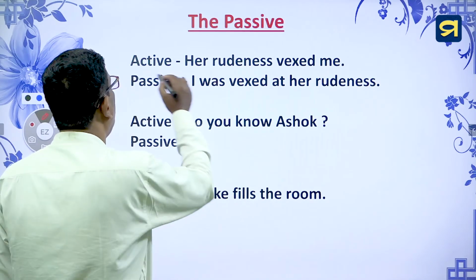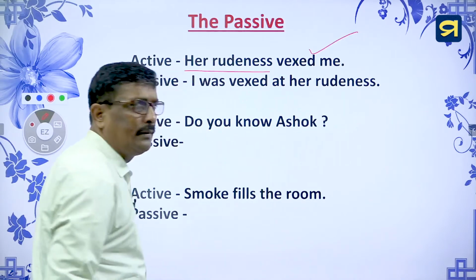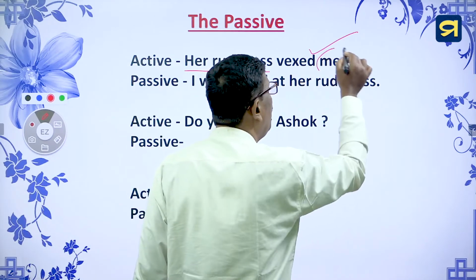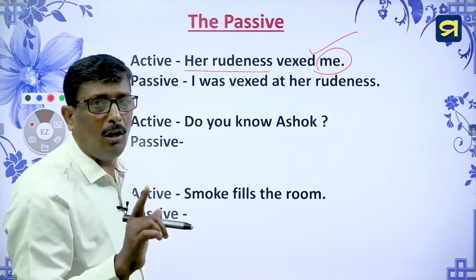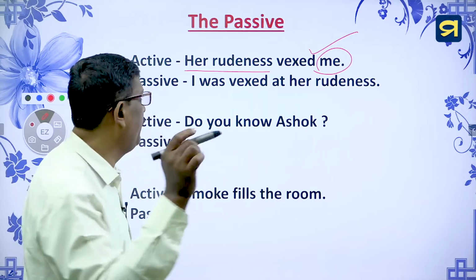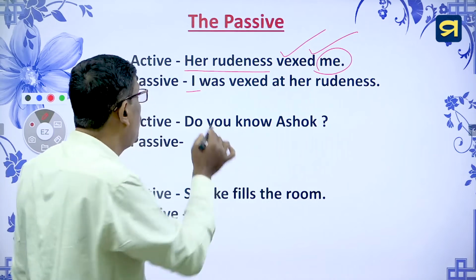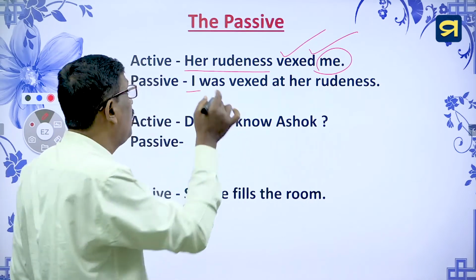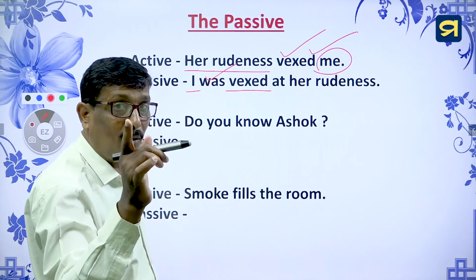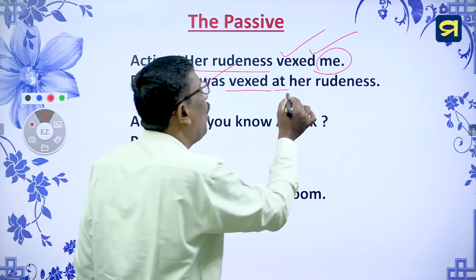Dear students, in active voice you see, her rudeness vexed me, and it is in simple past tense. Which one is the object in this sentence? Me. When me is used as an object, generally what do we use in the beginning of the sentence? I is the pronoun. Very good. I. As it is in the simple past, I is followed by was or were. Here, as I is the subject, was is used. Then the final form, the third form of the verb, vexed. But vexed is followed by what? Not by. At. I was vexed at her rudeness.